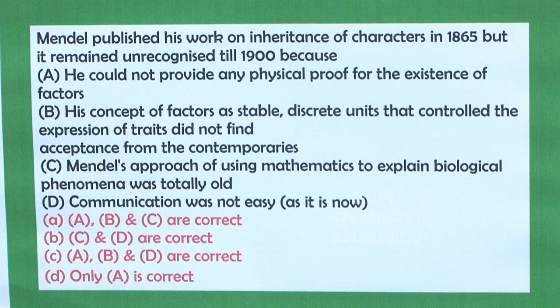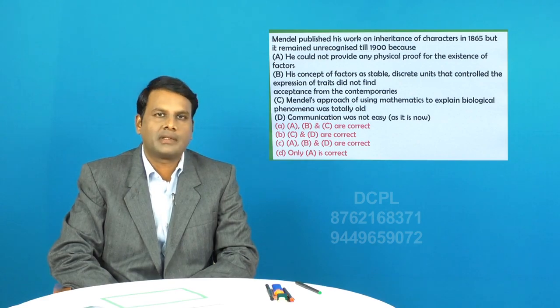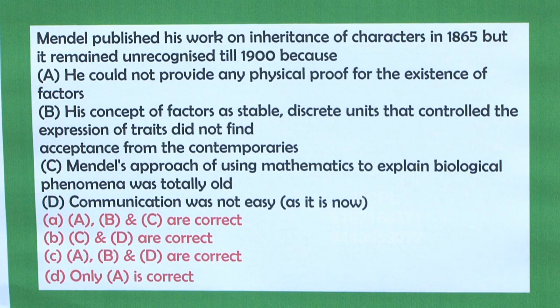Mendel published his work on inheritance of characters in 1865, but it remained unrecognized till 1900 because option A, he could not provide any physical proof for the existence of the factors, because by that time the chromosomes were not discovered and Mendel failed to provide where the factors are present in the plant. Option B, his concept of factors as stable, discrete units that control the expression of traits did not find acceptance from the contemporaries. And option C, Mendel's approach of using mathematics to explain biological phenomena was totally old. And option D, communication was not easy.